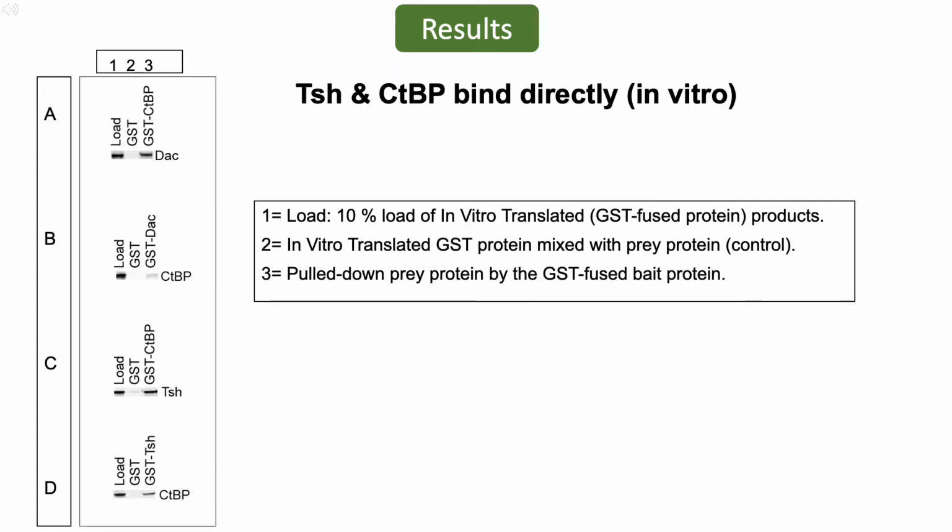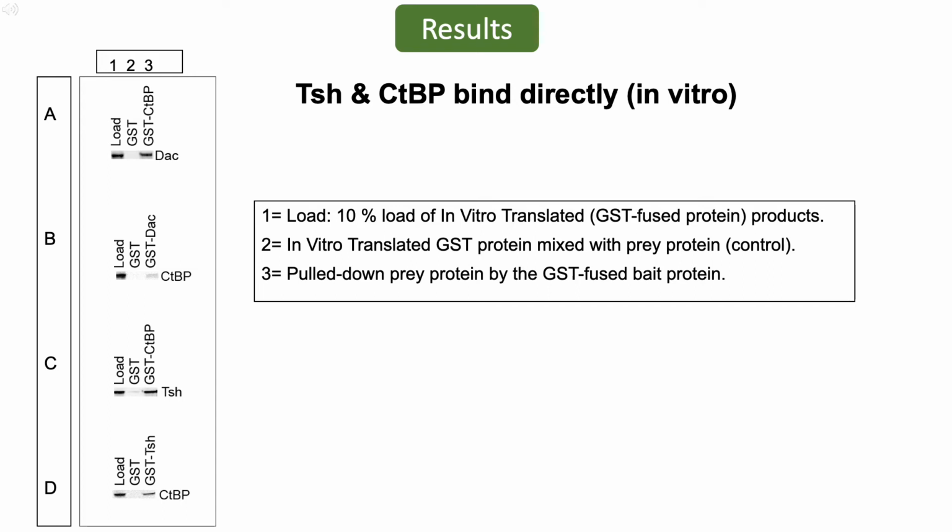In this slide, we're going to look at the results from the GST pull-down assay, where we're able to show that there is a physical binding between t-shirt and CtBP in vitro. We're only going to look at C and D, because A and B are a different part of the project that isn't being presented today. In column 1, this is just a load, the in vitro translated products, where we should see that fused protein, either t-shirt or CtBP, in the row.